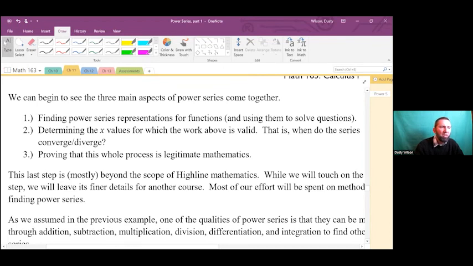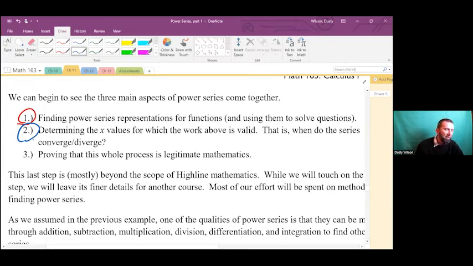So we can begin to see the three main aspects of power series all coming together. The first part is finding a power series representation for a function, and then we would use it to solve some question. In the last example, we were finding a power series representation for the antiderivative of some given function. The second thing we have to do is ask for what x values is the power series representation valid? That is, when does the series converge or diverge? For example, in the last example, we said that our power series was only valid between plus and minus 1/8.